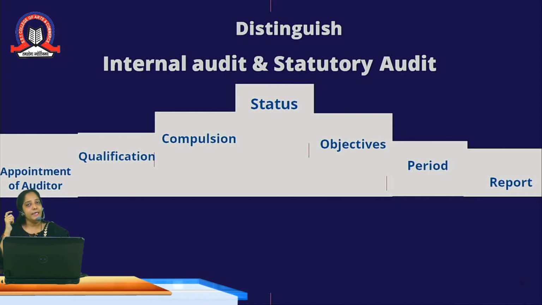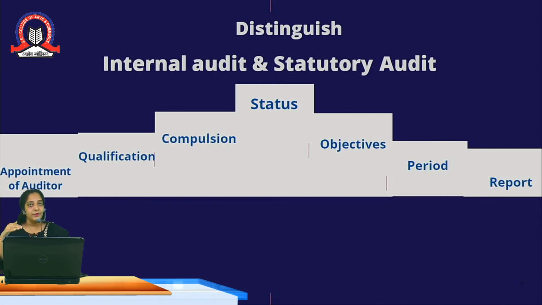Report. Again, the internal auditor is required to report to the management as he is appointed by the management only, and the statutory auditor is required to report to the shareholders, and he will give his opinion about whether the books of accounts are properly prepared or not.